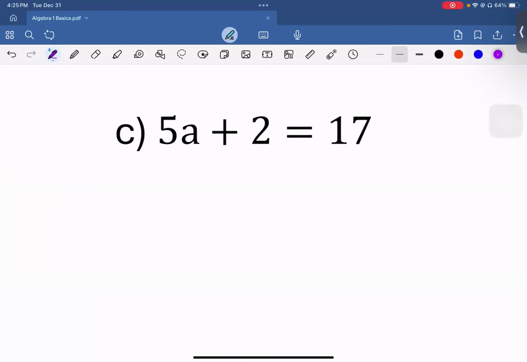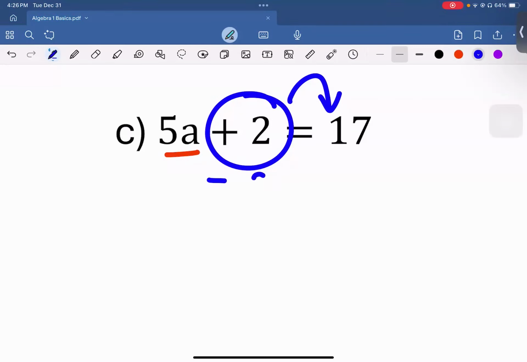We have 5a plus 2 equals 17. So now we see a lot of different things. This is not the same as the other two questions that we had, but I still want to isolate my variable. So here my variable is a, and even though the a is attached to that 5 right now, there still is something that I can move to the other side, which is going to be this positive 2. And again, because it's positive, I'm going to subtract on both sides and then bring down everything else.